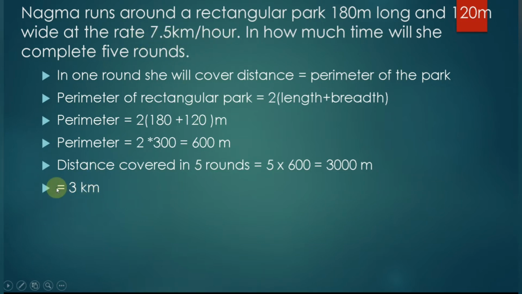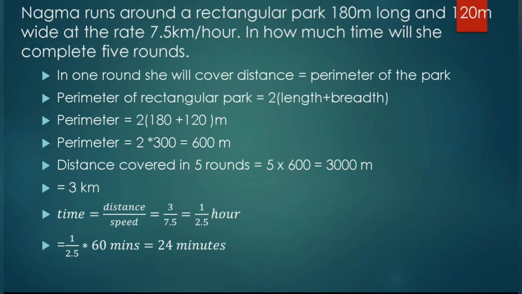You know that time we can calculate by distance upon speed. So distance is 3 and speed is 7.5, or I can write 1 upon 2.5 hours, as I have cancelled out with 3. Now this hour I can convert into minutes by multiplying it with 60. So here I am multiplying with 60. Now I will get 24 minutes. So she is taking 24 minutes to complete the 5 rounds.